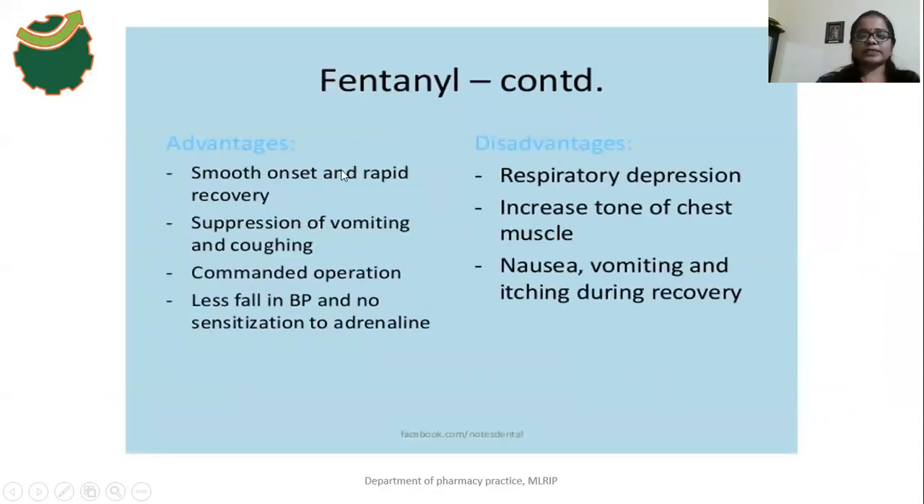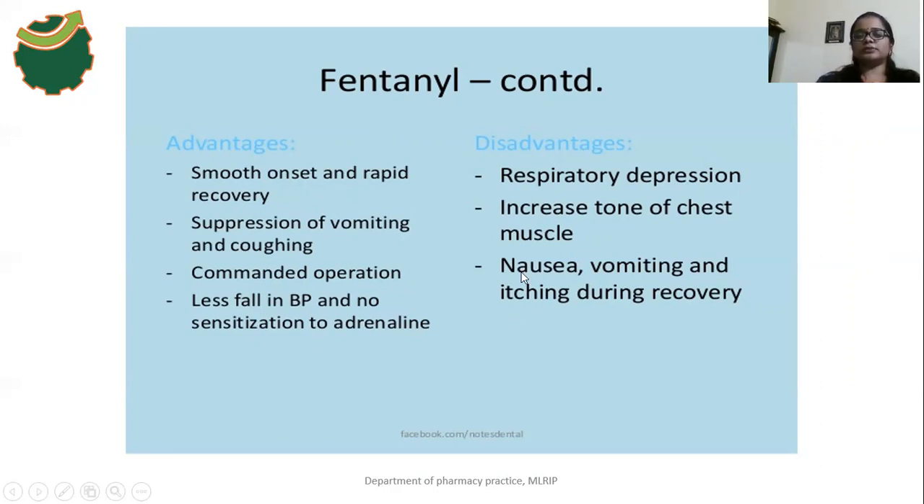And the advantages are that it produces a smooth onset of anesthesia, and it induces rapid anesthesia and rapid recovery also. It suppresses vomiting and cough during the surgical procedure, there is less fall in BP, and there is no sensitization to adrenaline also.